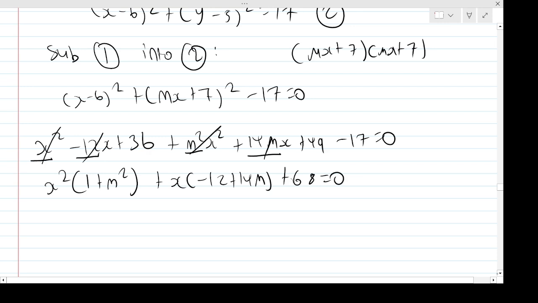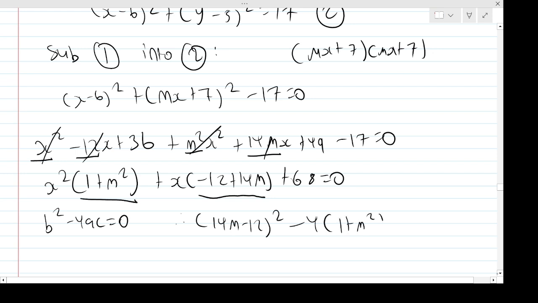And now I've got a quadratic in x, and then I can use the discriminant, right? Because it's a tangent we're dealing with, that means there's only one intersection with the circle, which means the discriminant's equal to 0, because there's one real root, one distinct real root. Therefore, b squared is this coefficient here of 14m take away 12 all squared, then take away 4 lots of a, which is actually this bit, 1 plus m squared, of c, which is 68, and that's equal to 0.